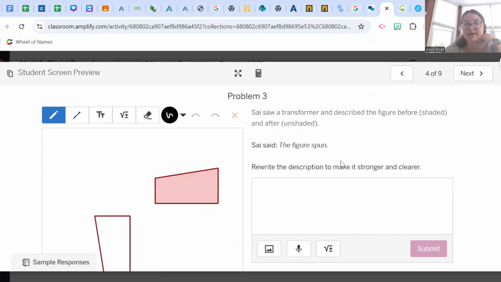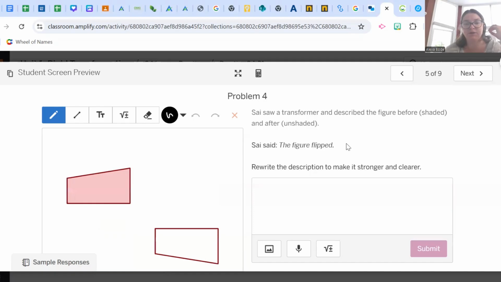Same with this one, it's the exact same idea. You're given a description. How can you add on? Make that description stronger for me. And this last one, also, what else can you add? This figure didn't just flip, it also did something else.